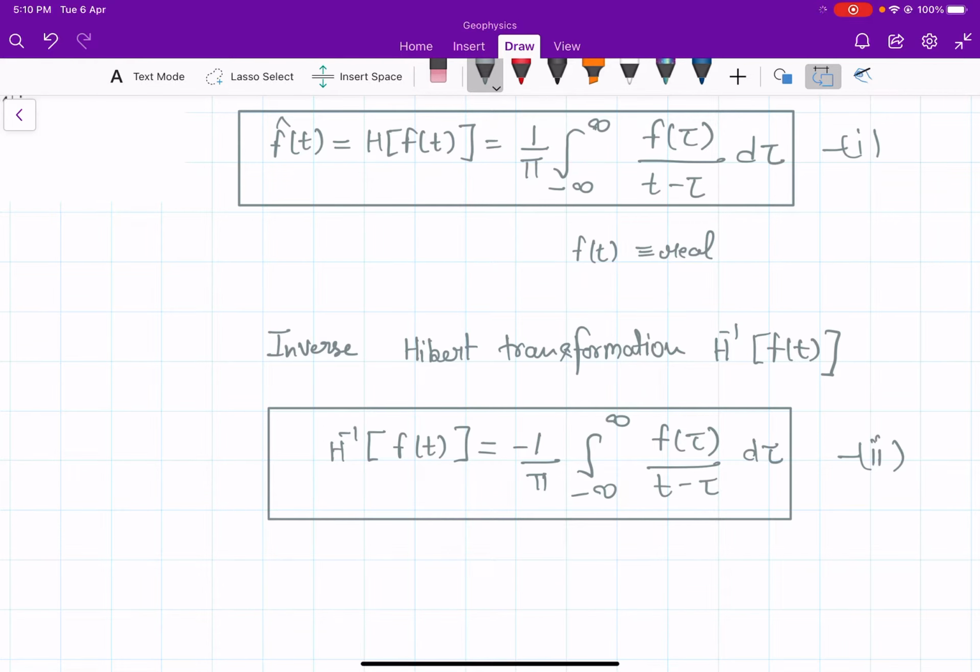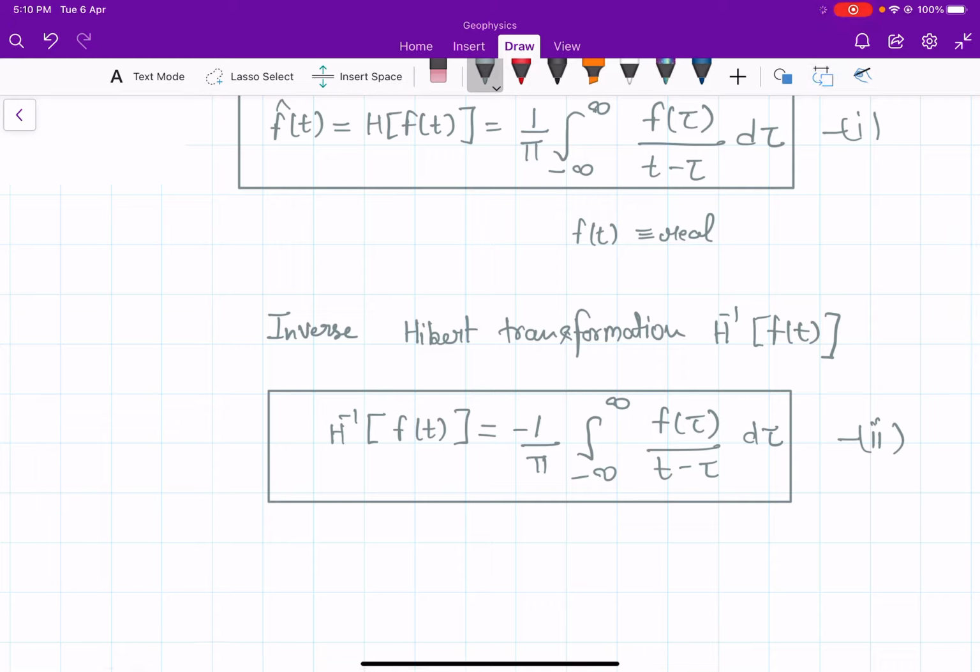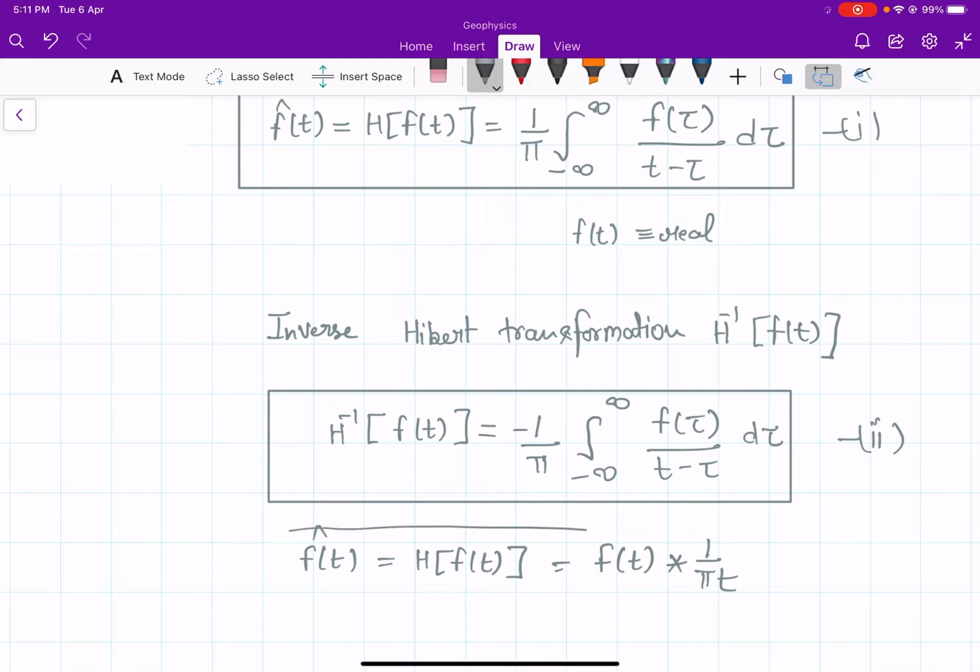From equation 1, we can write the Hilbert transformation in terms of convolution. So f cap will be equal to H of f(t), which is equal to the convolution between f(t) and 1 over pi t. So in terms of convolution you can write this definition. This is equation number 3.